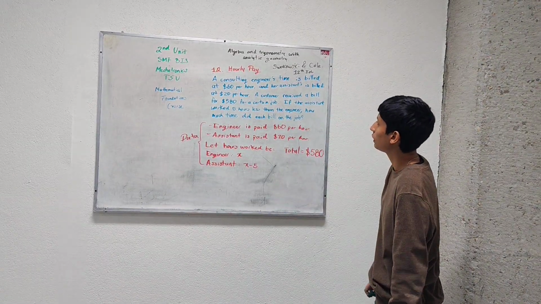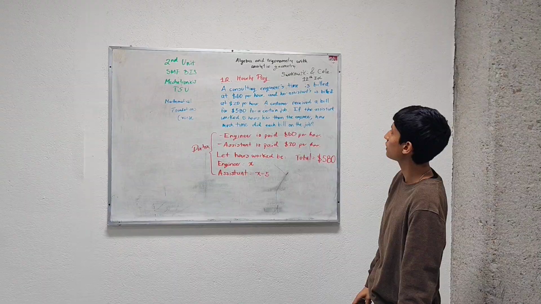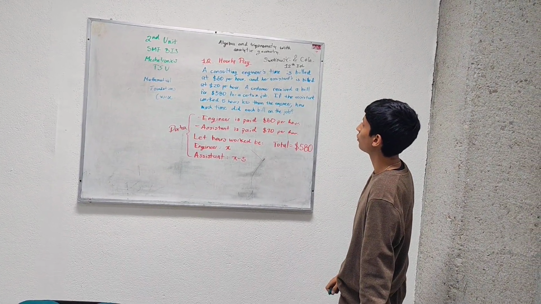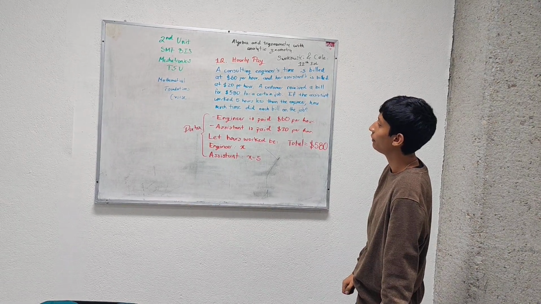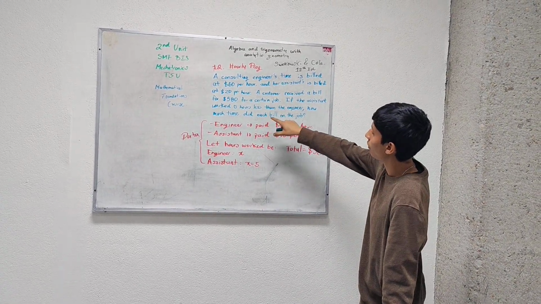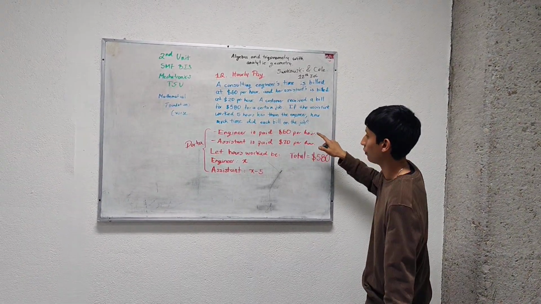A consulting engineer's time is billed at $60 per hour, and her assistant is billed at $20 per hour. A customer received a bill for $580 for a certain job. If the assistant worked 5 hours less than the engineer, how much time did each bill on the job?